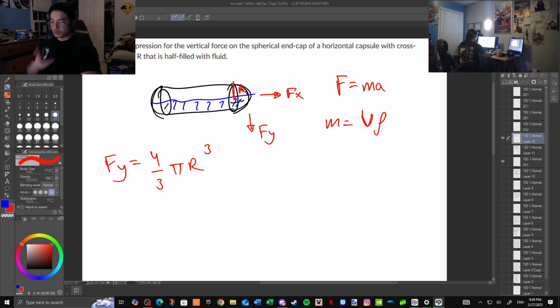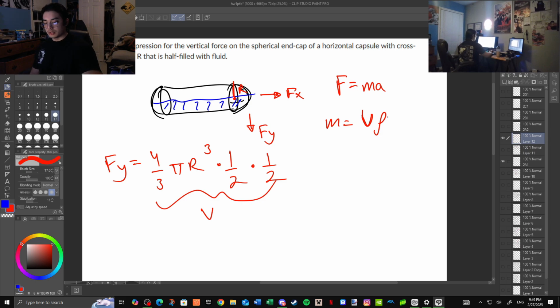And since we're only looking at half of this, well, first of all, these two end caps create a full sphere. But since we are only looking at one end cap, we're going to multiply this by 1/2 to represent basically half a sphere. We also have to remember that it's filled halfway with fluid. So we're technically looking at half of an end cap filled with fluid halfway. So we multiply that by another 1/2. And so that is the volume.